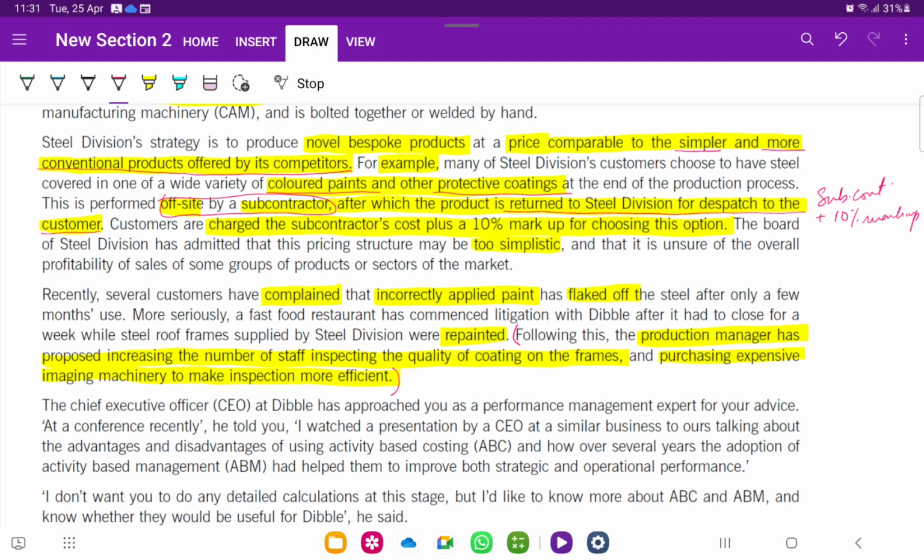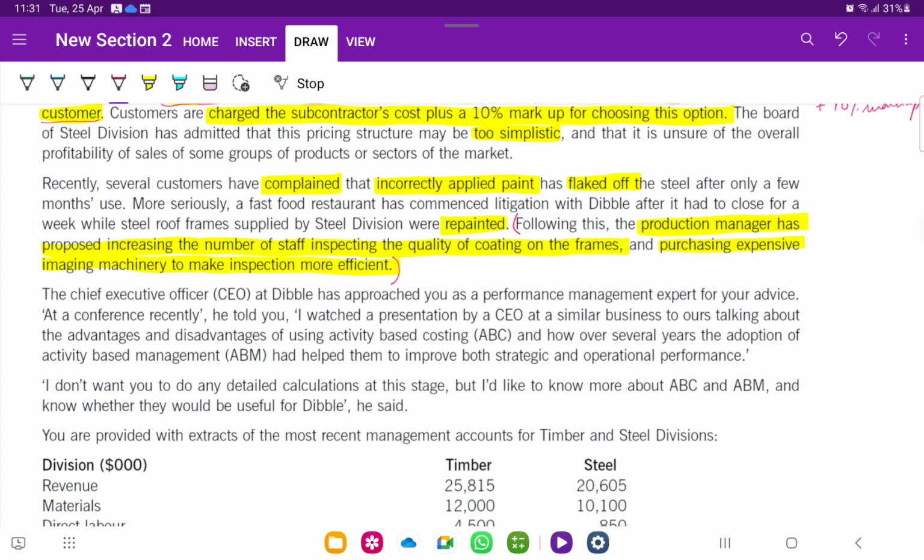So here we are also just inspecting the problem, and we are not trying to remove the cause of the problem. So that's basically the issue. The CEO at Dibble has approached you as a performance management expert for your advice.